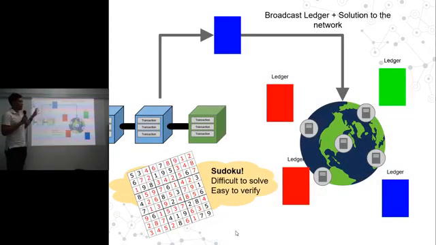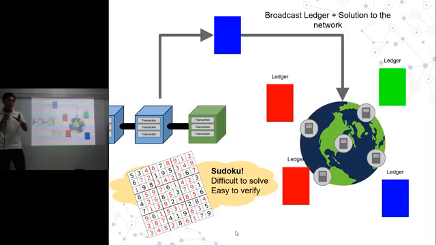So when somebody keeps trying and trying and trying, and they find the solution, they will go ahead and broadcast that solution that they found to the network, right? You can think of that puzzle as like a Sudoku. A Sudoku puzzle is really difficult to solve. It may take you hours to try to find the answer, but then it's really easy to verify.